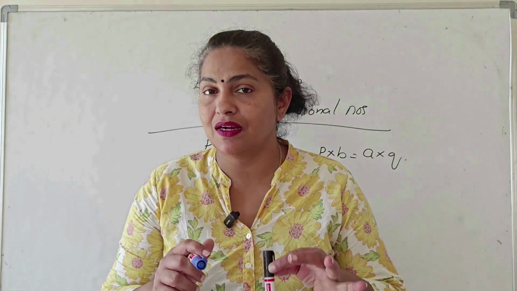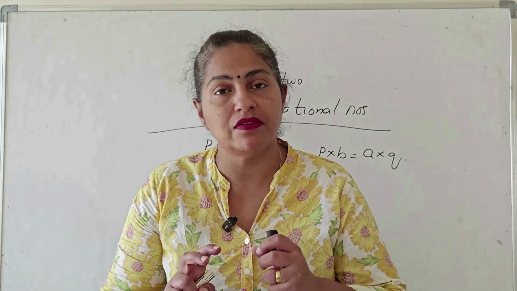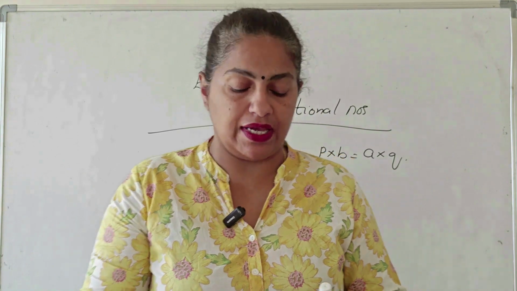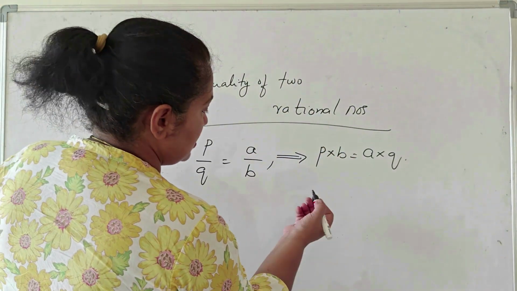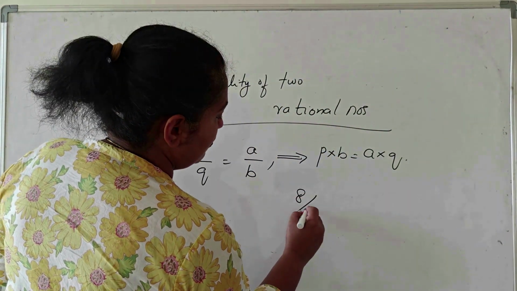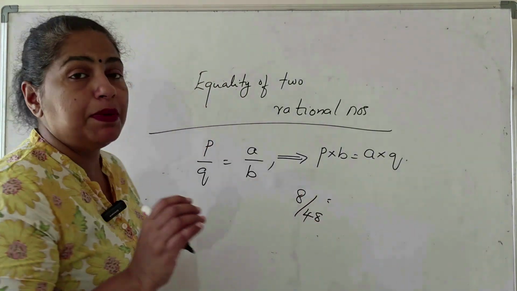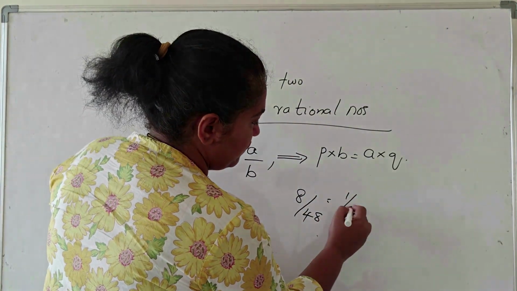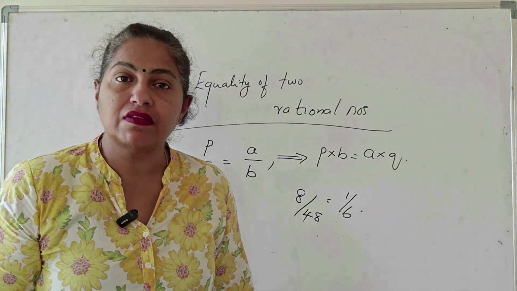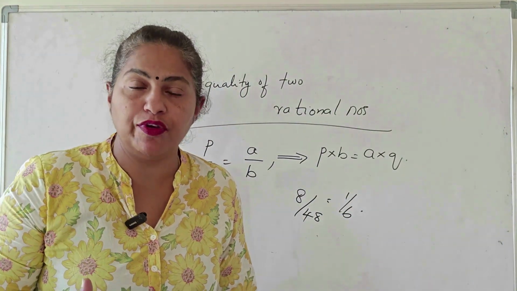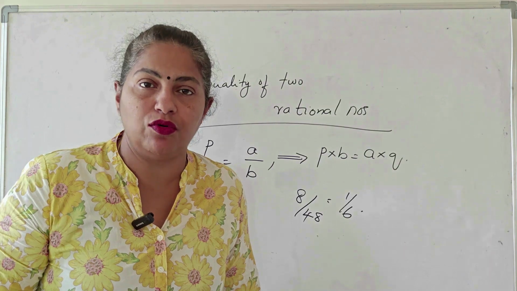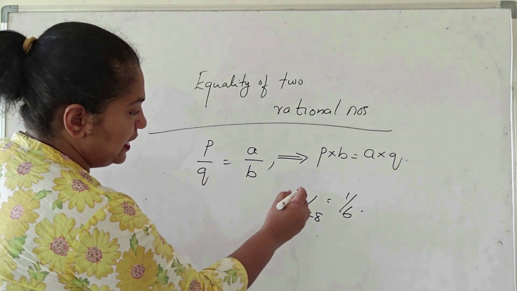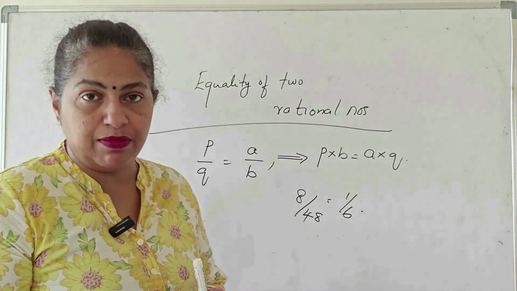Let us now see the condition under which two rational numbers can be equal. You know that a rational number, let us say 8 by 48, when I cancel the common factors, is the same as writing 1 by 6, because 8 is a common factor between the numerator and the denominator. So, 8 by 48 is the same as 1 by 6.